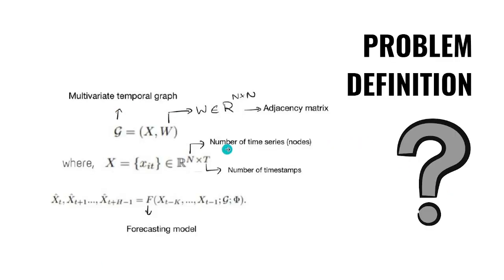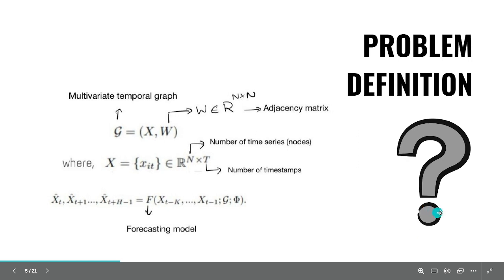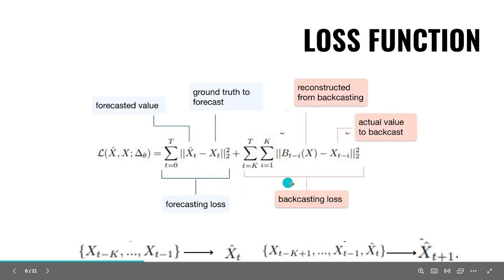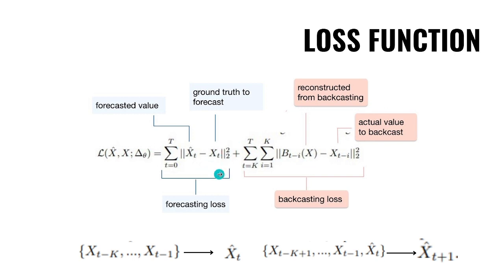Given the architecture, let's define the problem statement. The problem at hand is essentially, given k timestamps, the task of multivariate time series forecasting is to predict the node values in the graph for the next h timestamps. And this is done given the graph structure G and the model parameters theta. Since we are predicting the forecast and the backcast, the loss function can be a combination of both.